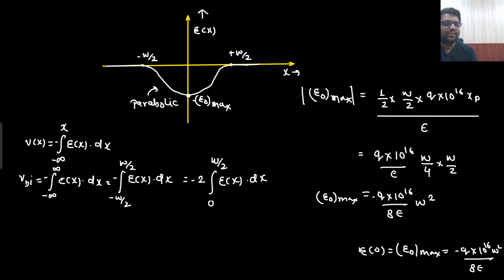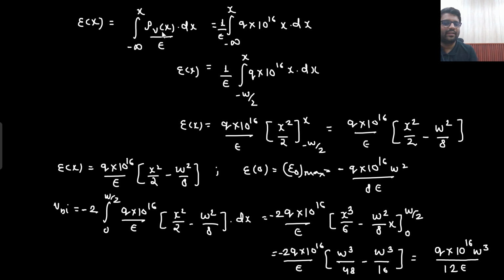So now I need to find the expression of the electric field. How would I get it? Sir, I already have the expression of my volume charge density. I integrate it, and from the integration I get this expression. Basically, this is your electric field at any point x.